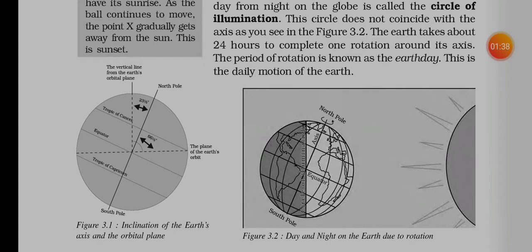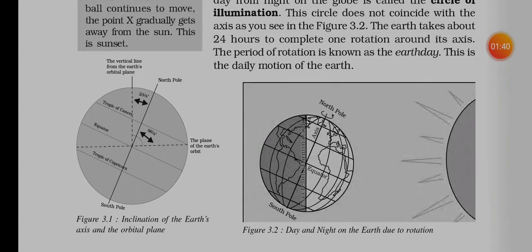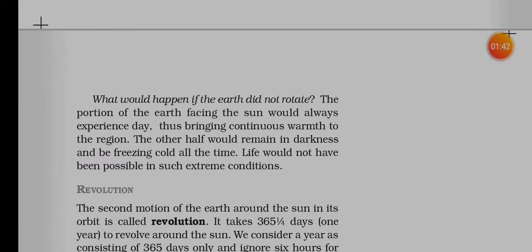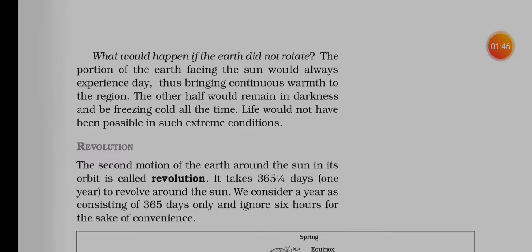Now see page 2. Have you ever thought what would happen if the earth would not rotate? The portion of earth that is facing the sun would always experience the day. It will get very hot and the other half will remain in darkness, always in the frozen state, and we cannot survive in such harmful extreme conditions.